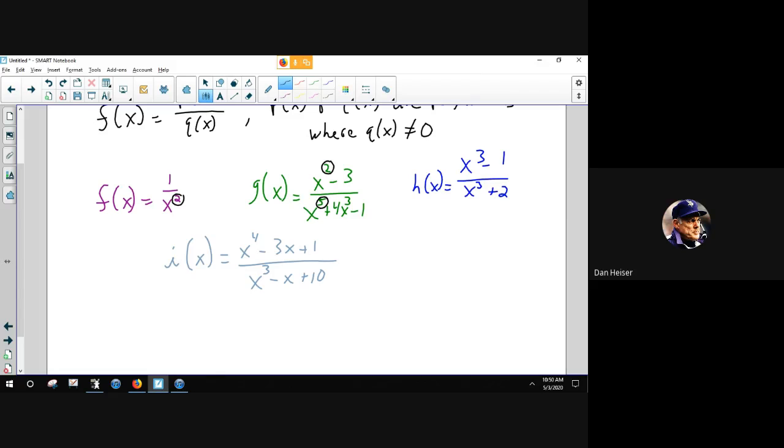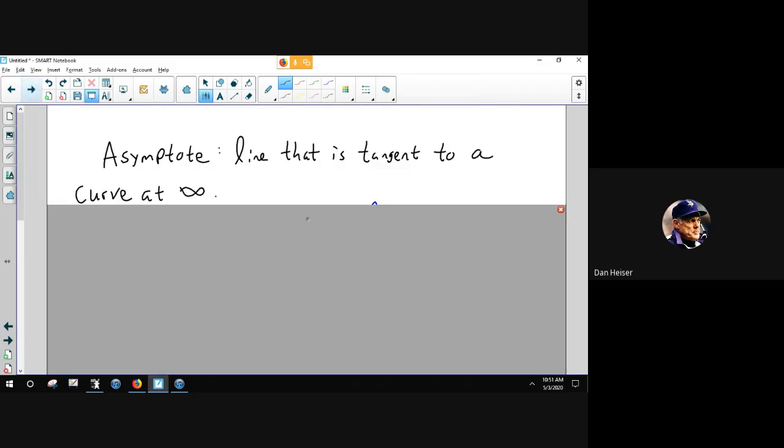So the degree of the numerator is smaller. For h of x, their degrees are equal. They both have degree 3. For i of x, the degree of the numerator is larger. And we're going to come back to that concept in the next video. But for now, it's something to put in the back of our minds as being important for where we're going. And that is the idea of an asymptote.